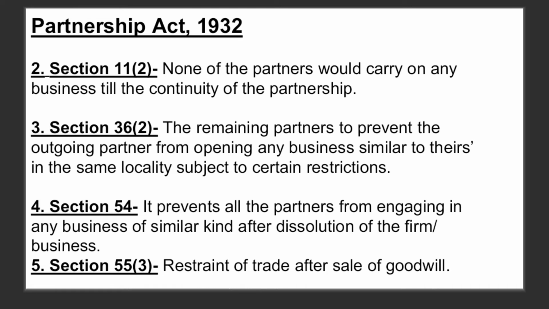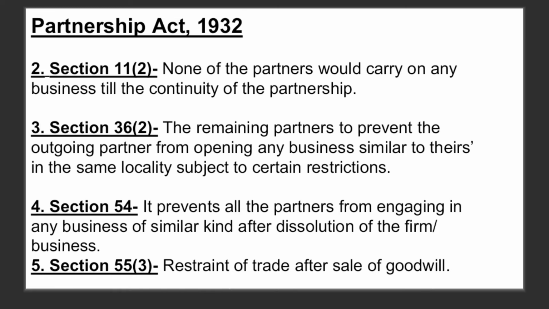What do you mean by outgoing partners? So when people are partners with each other and one of the partners decides that he doesn't want to continue and he moves out of the partnership, in that case, the still existing partners can impose reasonable restriction on the outgoing partner that he should not conduct such similar kind of business in the specified locality, but such restriction should be reasonable.